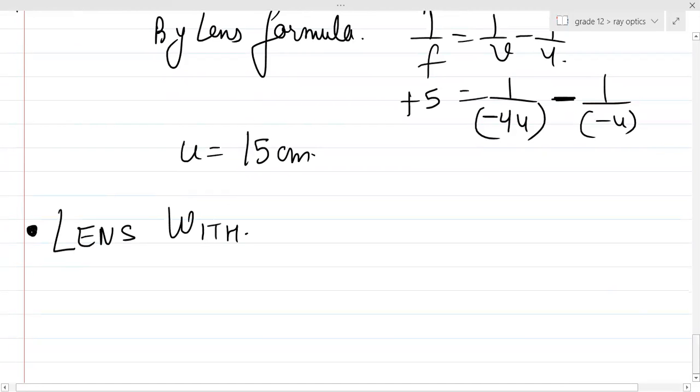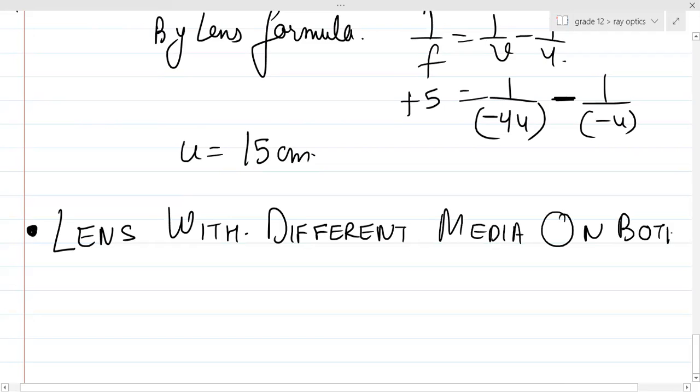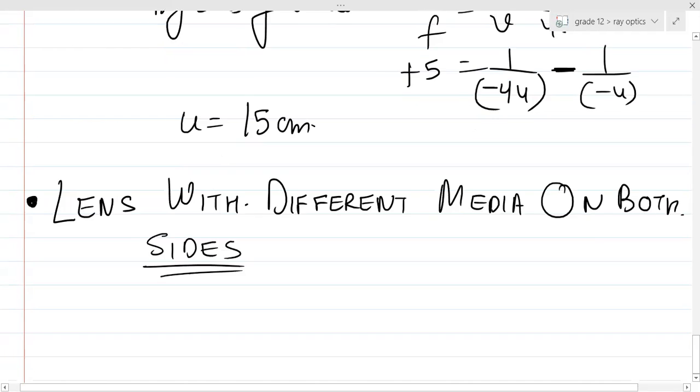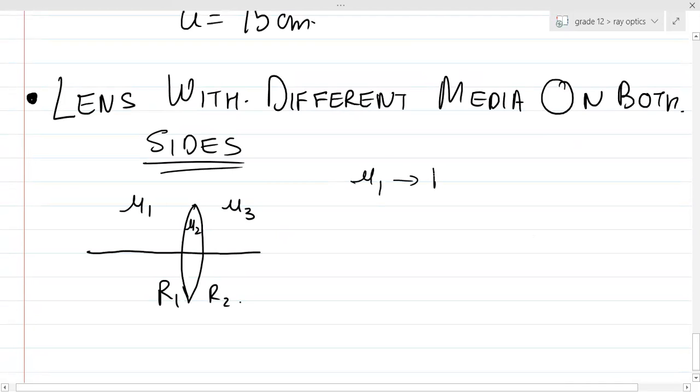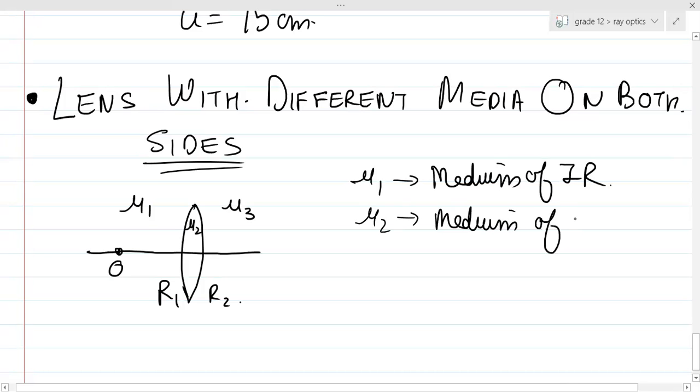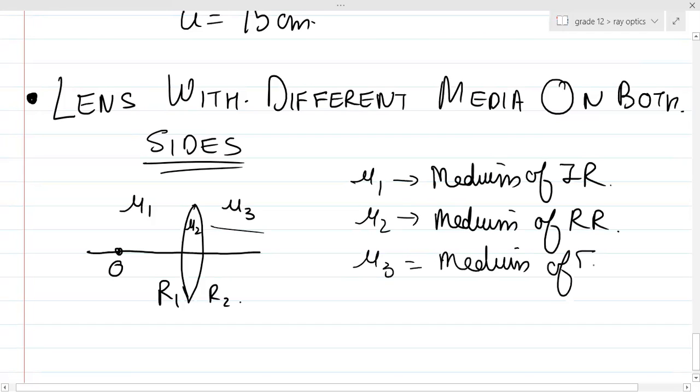Now let's see. Please remember, I told you the lens maker formula is only valid when the medium on both sides is the same, right? Now suppose I have a lens in which you have different media on both sides. So suppose this is our lens, this radius is r1, this radius is r2, this is mu1, this is mu2, and this is mu3. What is mu1? Mu1 is basically where the object is placed, so it is the medium of incident rays. Mu2 is where the refracted ray will be, so it is the medium of the refracted ray, and mu3 is where the emergent ray will be. So mu3 is the medium of the emergent ray. Is it clear, guys? You understood what mu1, mu2, mu3 are?